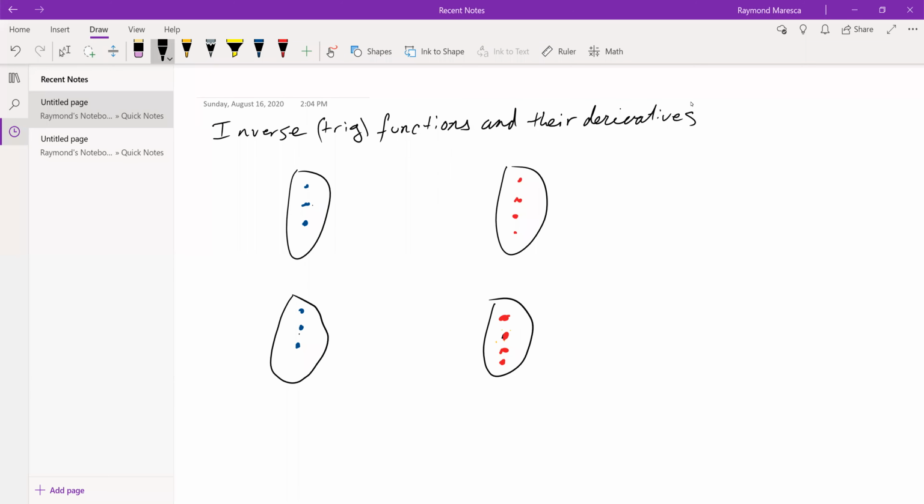Hi everyone. In this video, we'll be discussing inverse functions, inverse trig functions, and their derivatives. So, what is an inverse function?